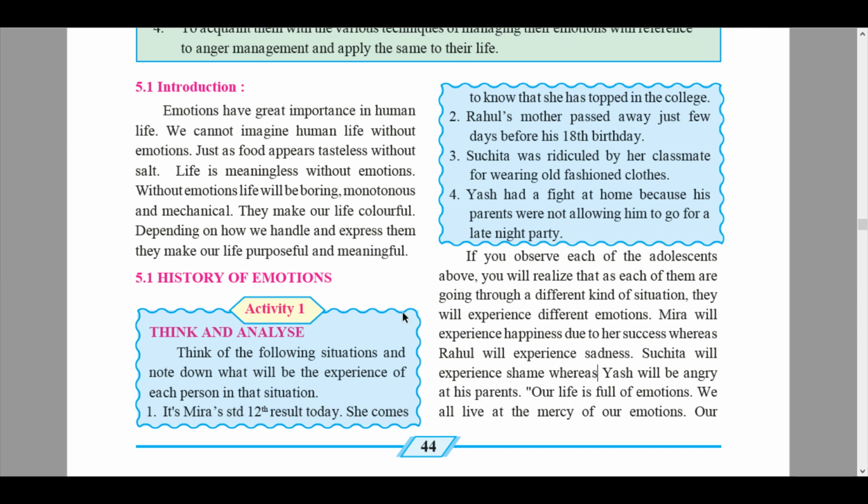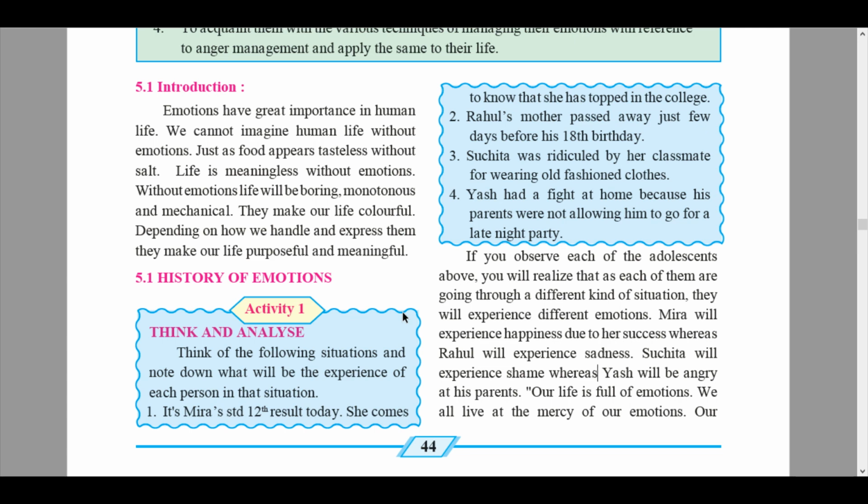It's Mira's standard 12th result today. She comes to know that she has topped in that college. Second one, Rahul's mother passed away just a few days before his 18th birthday. Sujita was ridiculed by her classmates for wearing old-fashioned clothes. Yash had a fight at home because his parents were not allowing him to go for a late-night party. So we have 4 situations here. We'll furthermore learn what emotions each of these situations give us or what they represent.